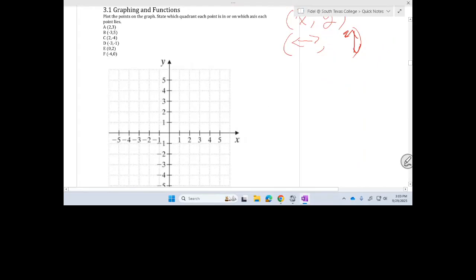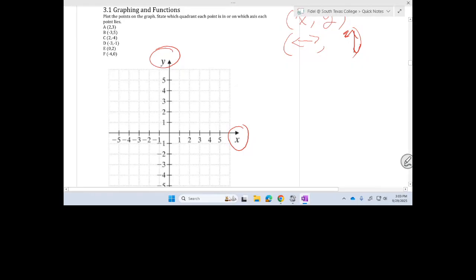So let's take a look here. When we have our coordinate plane, which is kind of like the grid that we have here, we have an x-axis and a y-axis. The first part says, can we plot these points and then state which quadrant each point is in or in which axis each point lies?